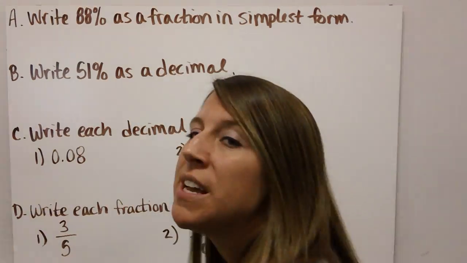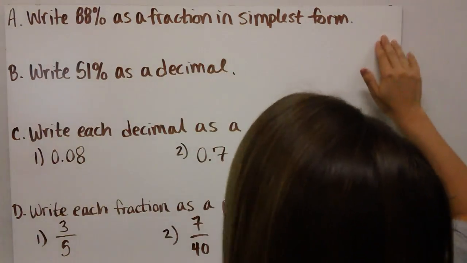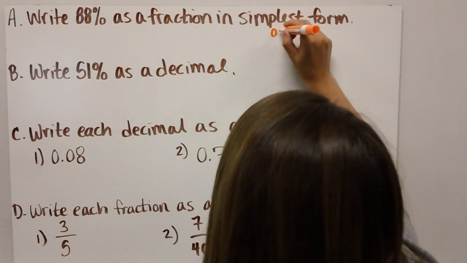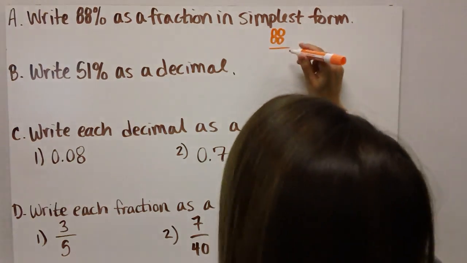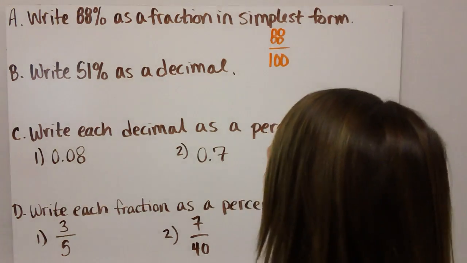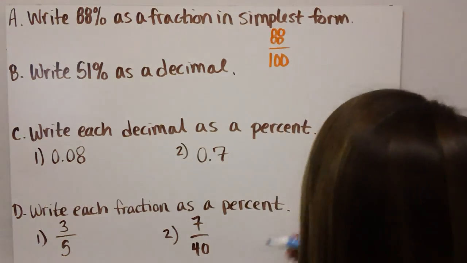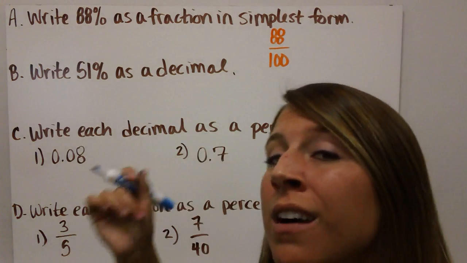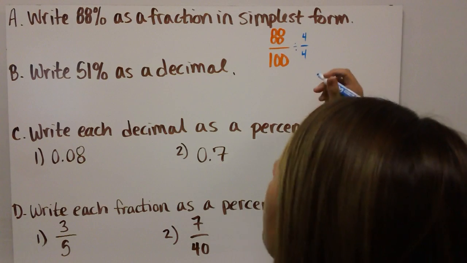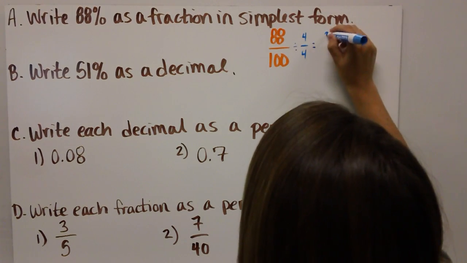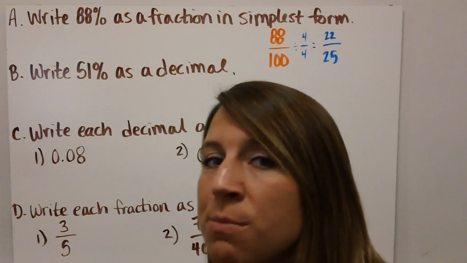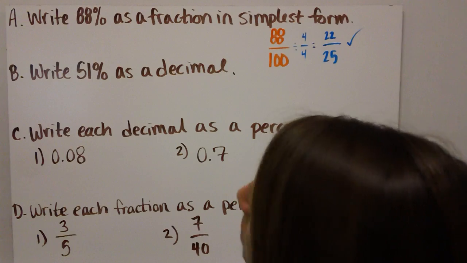So let's work through a few of these really quickly. Write 88% as a fraction in simplest form. Well, percent is a comparison to 100. And so I can say 88 over 100, 88 hundredths, right? But then it says in simplest form. So I can tell you that I think 4 goes evenly into both of these. So I'll just simplify by dividing by 4/4. That's going to give me 22/25. Can I simplify that any further? I don't believe I can, so that would be my fraction in simplest form.